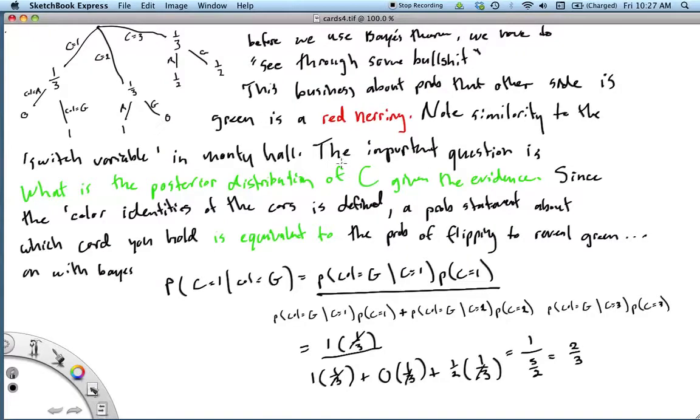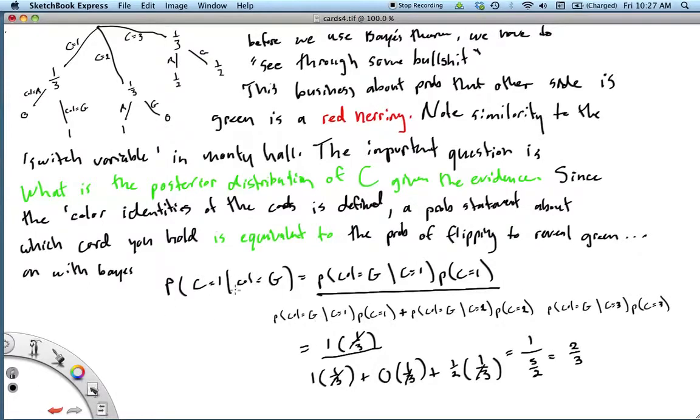So I point out that the important question is, what is the posterior probability of card given your evidence, or in this case, given that you have a green face showing? Okay, since the color identities of the cards is defined for us, a probability statement about which card you hold is equivalent to the probability of flipping to reveal a certain color. Okay, so we are going to use Bayes' theorem. If you don't know what Bayes' theorem is, you should stop. You should write it down. And you should see that all I'm going to do in the next few steps is basically plug in the specifics of our problem into Bayes' theorem.